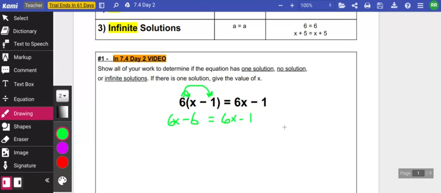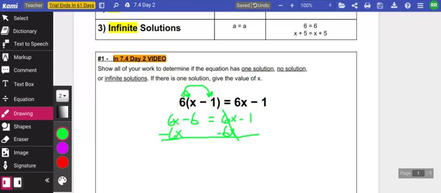Step 2, I would combine like terms. Look left, not like terms. Look right, not like terms. Step 3, get the variable on one side. Okay, so I'm going to get the variable on the left side. Doesn't matter which side you choose. So I'm going to move 6x to the left side by subtraction so that these 6x's cancel.